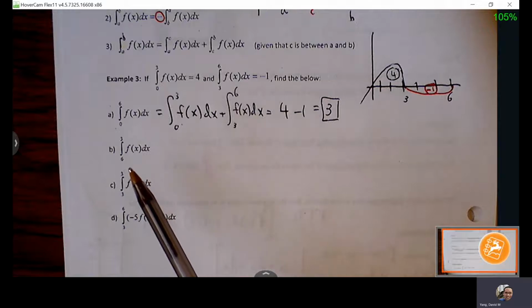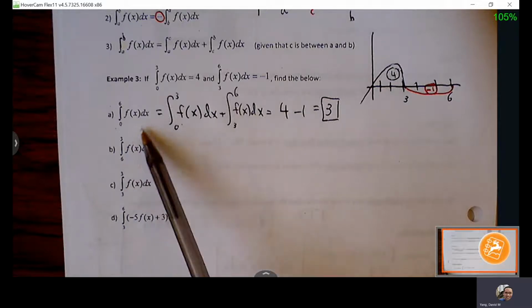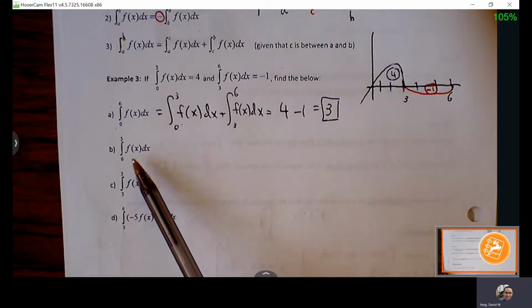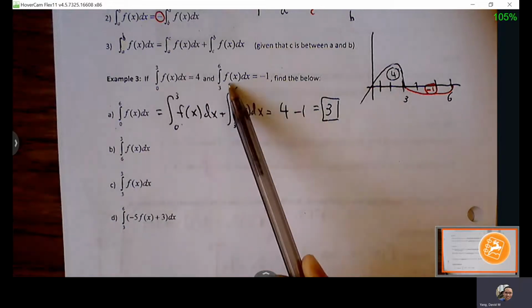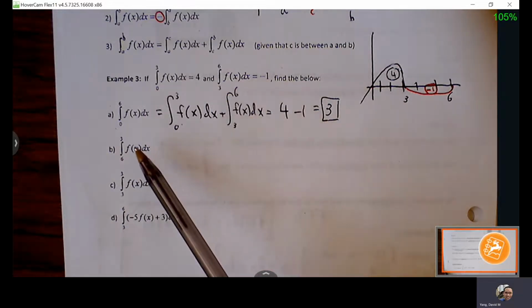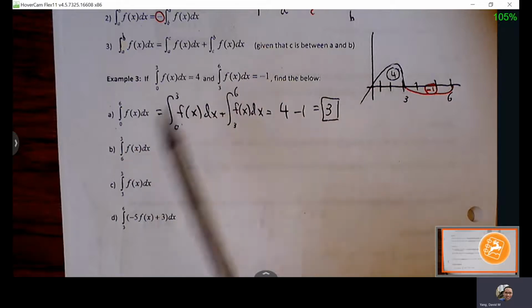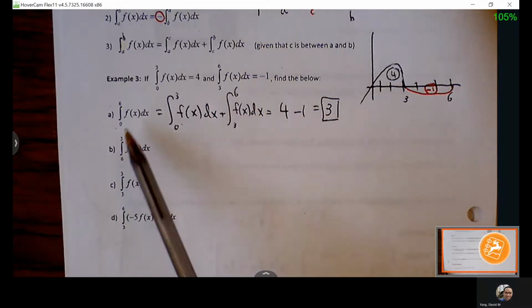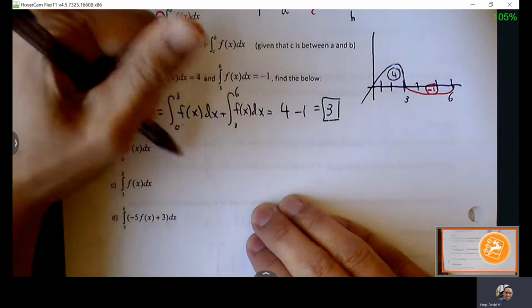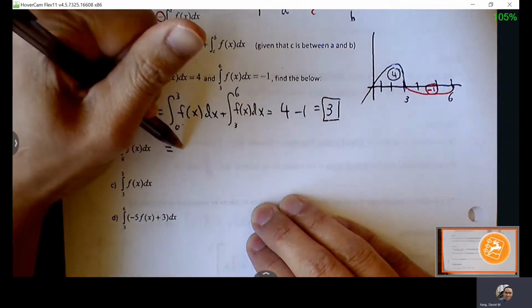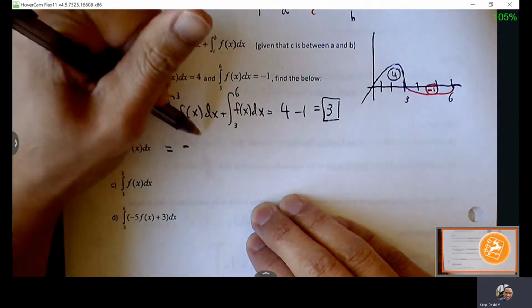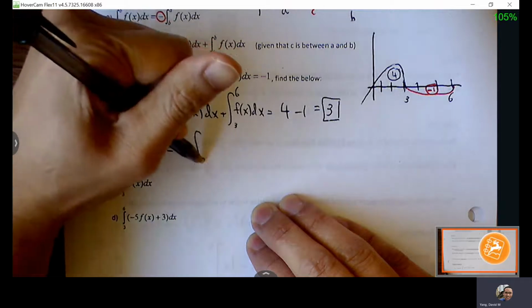Okay, part B says the definite integral from 6 to 3. Now, I don't have a property for 6 to 3, but I have a property for 3 to 6. How can I make this look like my property? Yeah, change the bounds, right? I can change the bounds, but I can maintain balance by forcing a negative outside.